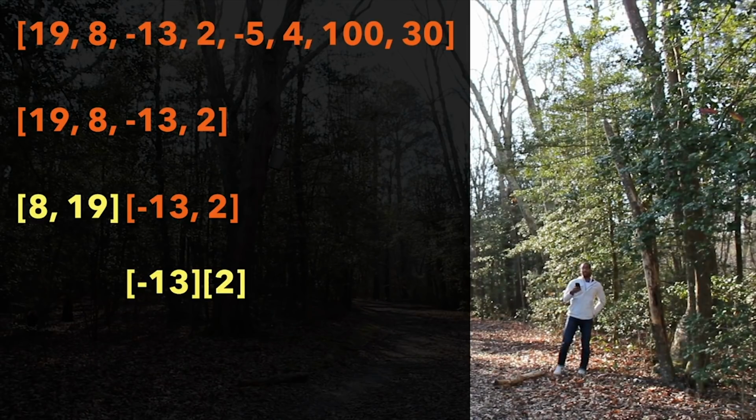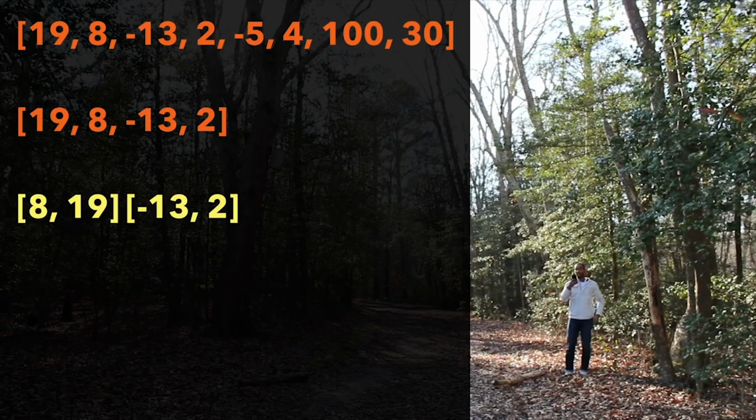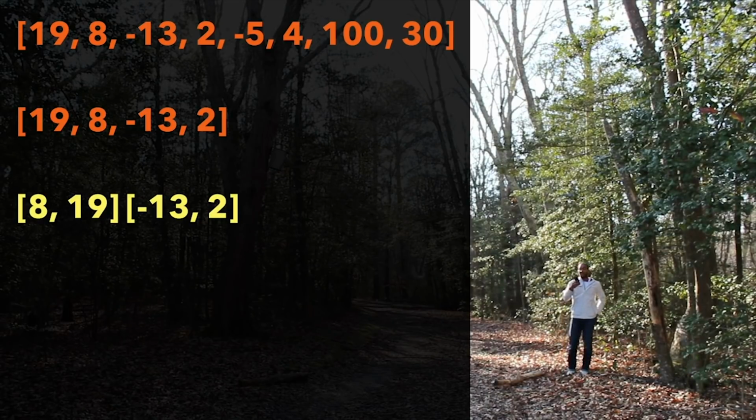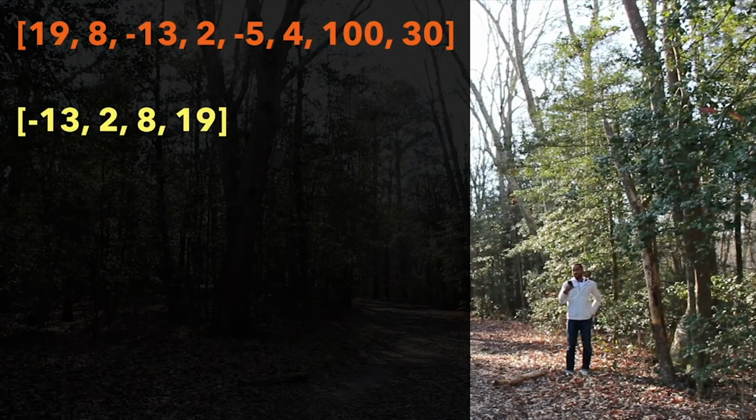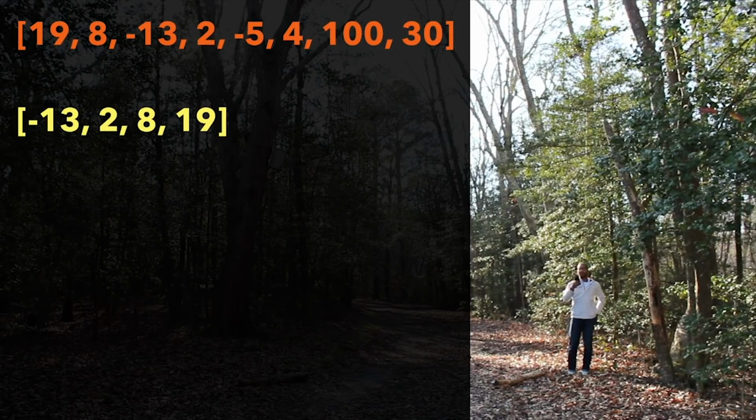with, negative 13 and 2. And now, once we sort them, we're going to have a sorted array of negative 13, 2 to return as the right portion to our original call, 19, 8, negative 13, 2. And now we're going to have these two portions to sort. And then we have a merged portion, which is negative 13, 2, 8, 19. And this is the left portion of the overarching call, which is 19, 8, negative 13, 2, negative 5, 4, 130. This is the sorted left portion.